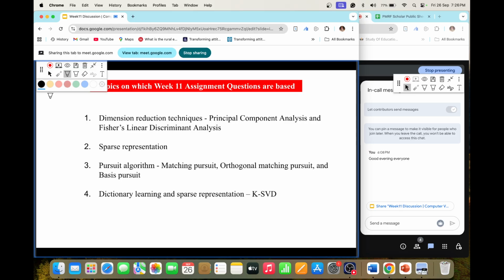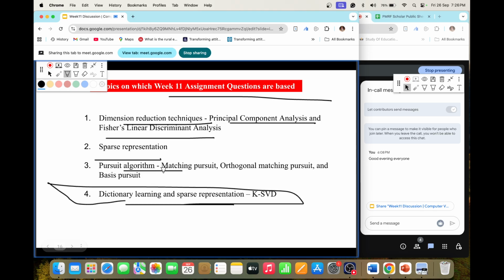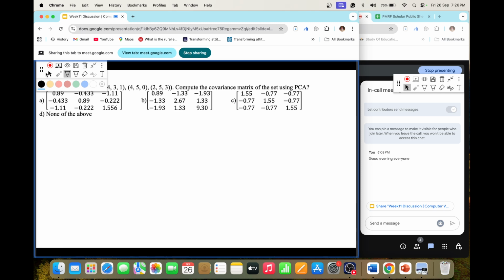The topics on which the week 11 assignment questions are based are dimension reduction techniques, that is PCA and Fisher LDA, then sparse representation and pursuit algorithms, and lastly dictionary learning and sparse representation, K-SVD. You won't get much numerical work in the last one, but numericals you will get from the first three. So let's go to the question answer session.